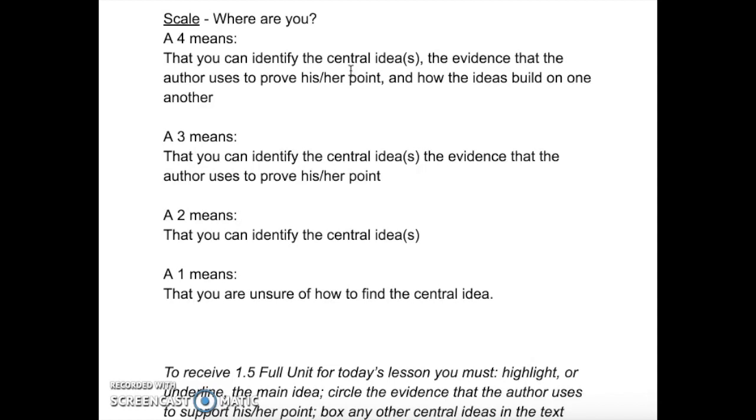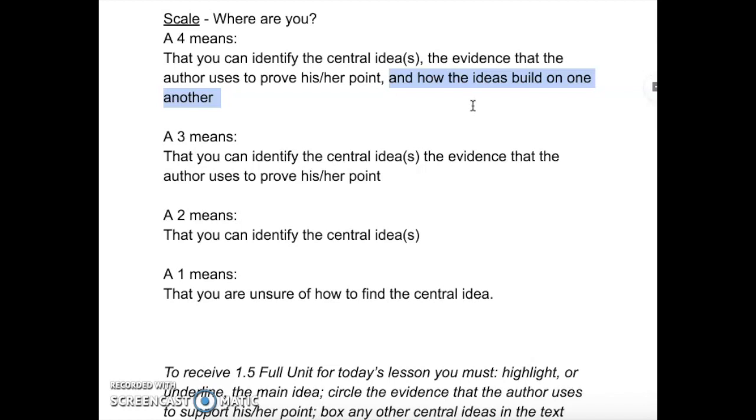If you're at a 3, that looks a lot like a 4, but maybe you're struggling to point out the reasons or ways or brain moves that the author uses to help build those ideas on one another. If you're at a 2, that means that you can identify the central idea, but you're not really identifying that evidence. The evidence, of course, is important because just like showing your work in math, you might be able to get to the right answer, but we want to know how you got to the right answer.